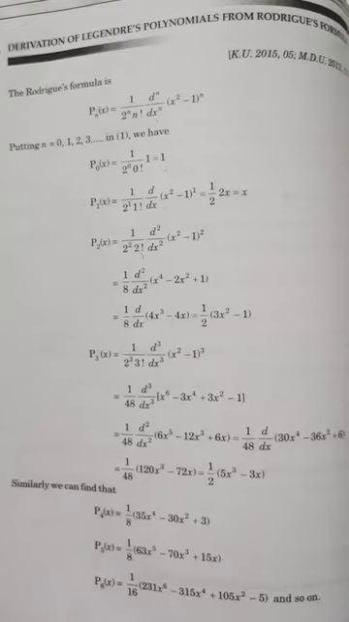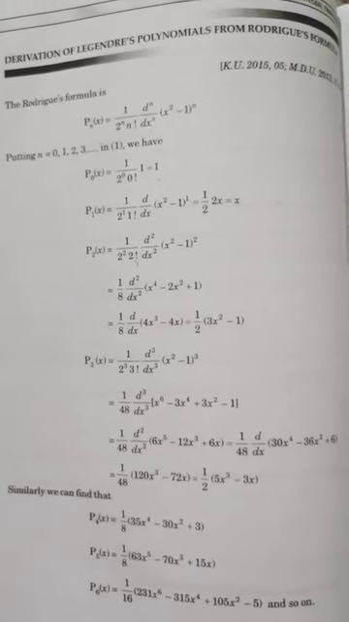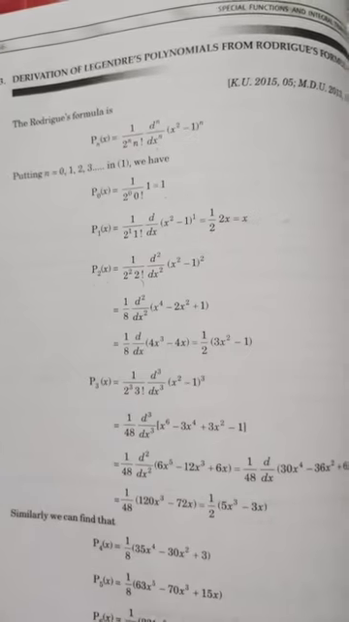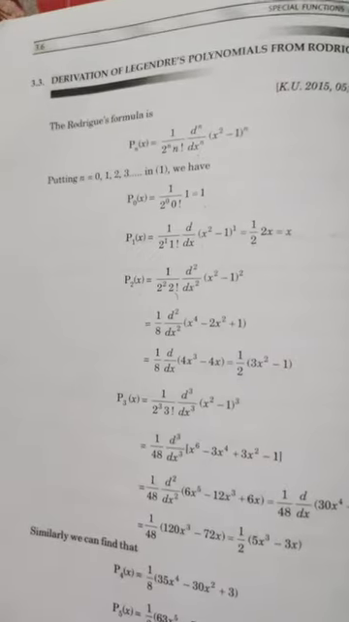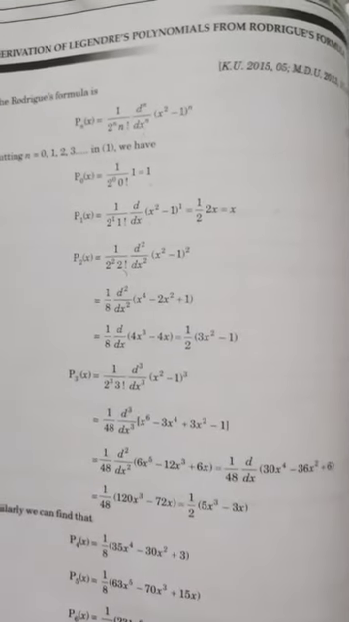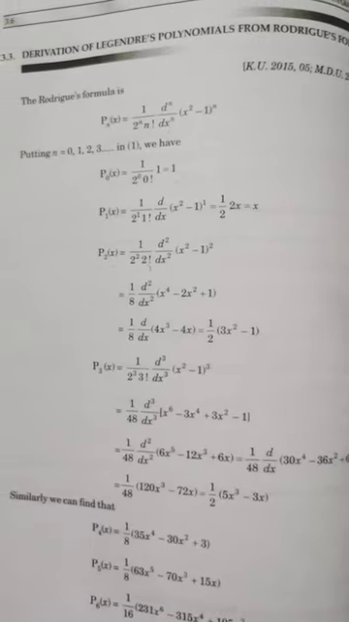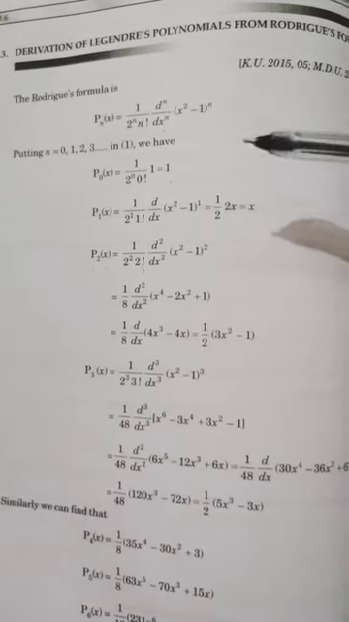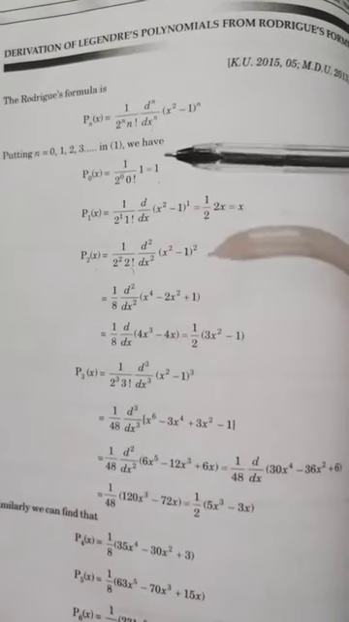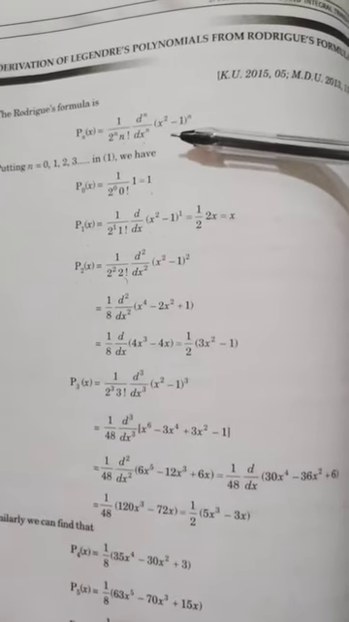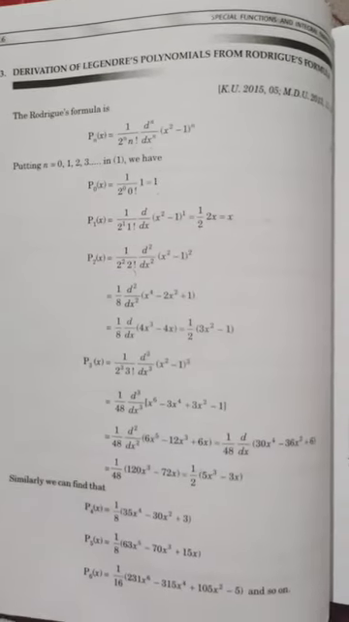In the last class we discussed the Legendre equation, its solution, and also the Rodrigues formula. Now with the help of the Rodrigues formula we derive the Legendre function of the first kind, and also the Legendre polynomial. With the help of the Rodrigues formula we get the result Pn of x is equal to 1 over 2 raised to the power n times n factorial, the nth derivative of (x squared minus 1) raised to the power n.